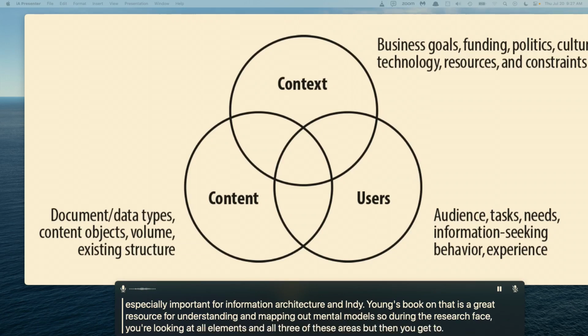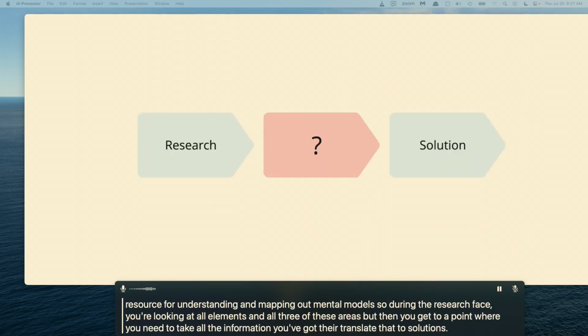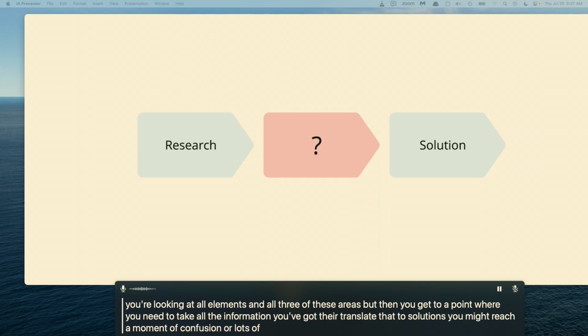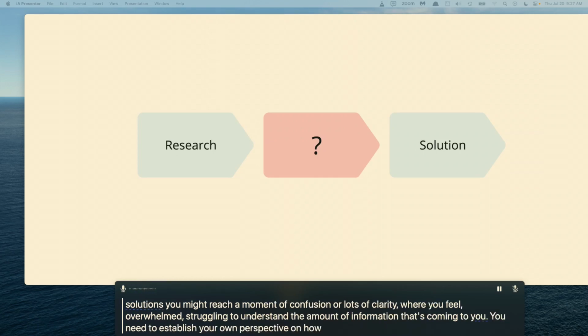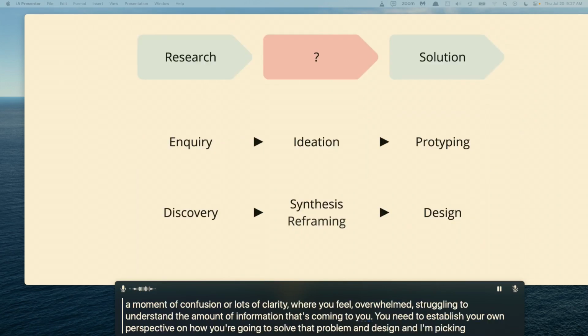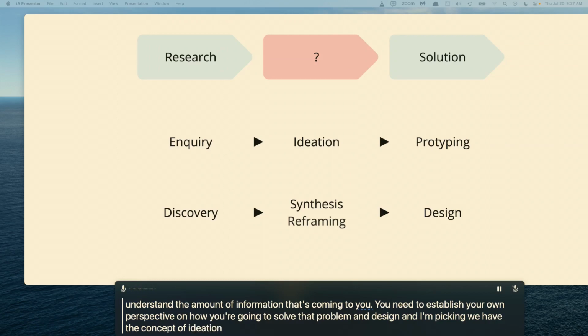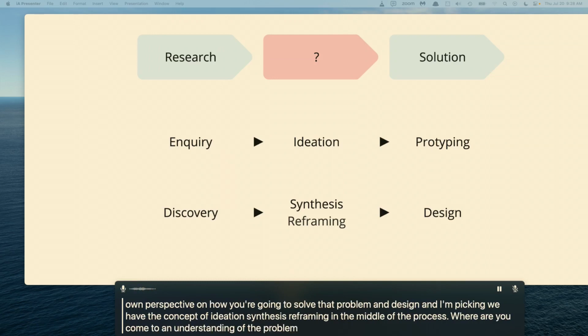But then you get to a point where you need to take all the information you've gathered and translate that to solutions. You might reach a moment of confusion or loss of clarity where you feel overwhelmed, struggling to understand the amount of information that's coming to you. You need to establish your own perspective on how you're going to solve the design problem. In design and design thinking, we have the concepts of ideation, synthesis, reframing in the middle of the process, where you come to a new understanding of the problem you're solving, which leads you to new ways of thinking about the solution.